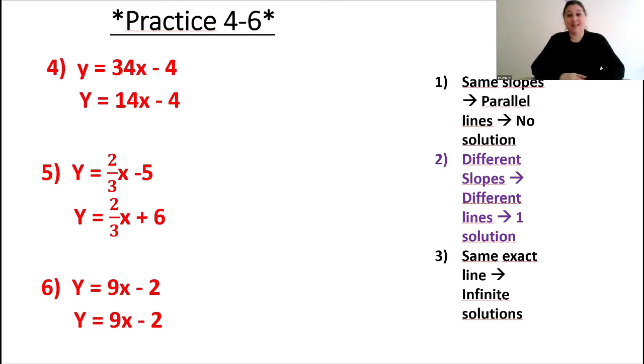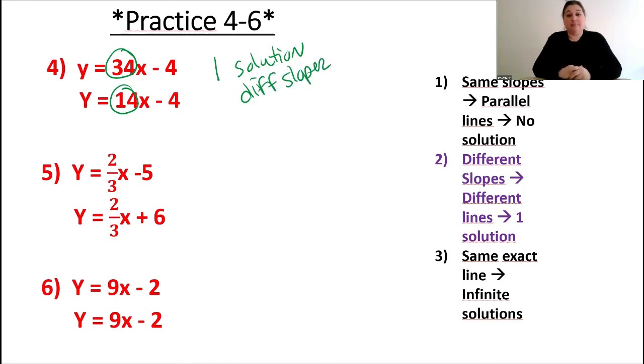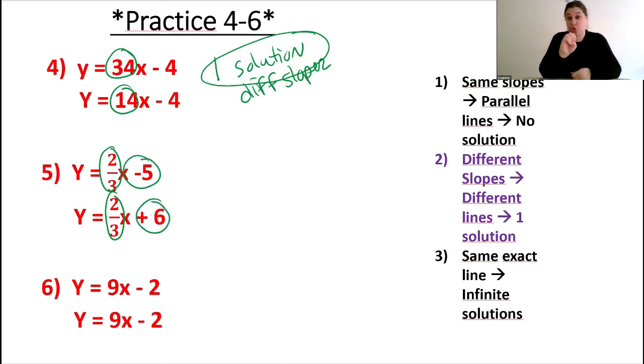All right, so ask yourselves, are these the same? Do they have the same slope? No. So automatically one solution. So different slopes. They're not the same slopes. So automatically one solution. Number 5. Do they have the same slope? Yes. Are the y-intercepts the same or different? They're different. If they were the same, that would mean the same line, which would mean infinite. They're different, so this means no solution.